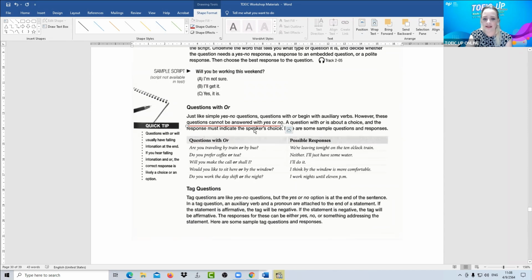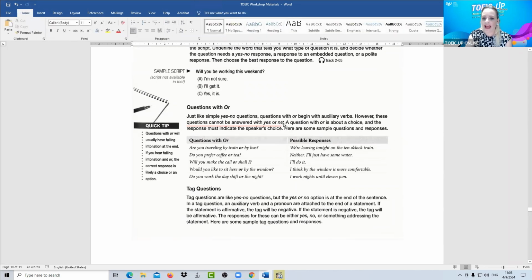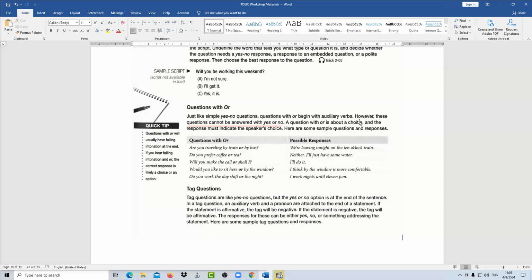So either or questions cannot be answered with yes or no. A question with or is about a choice. You have to choose. We have A or B. You have to choose A or B. You cannot say yes. For example, would you like some tea or coffee? If you say yes, what does that mean? So if I ask you, do you want some tea or coffee? And you say yes, I'll be like, mix. So what do you mix? Okay, fine, I'll give you both. That's funny. So you cannot answer yes, because the person will be like, okay, but it's an or question. I need an answer with either or.